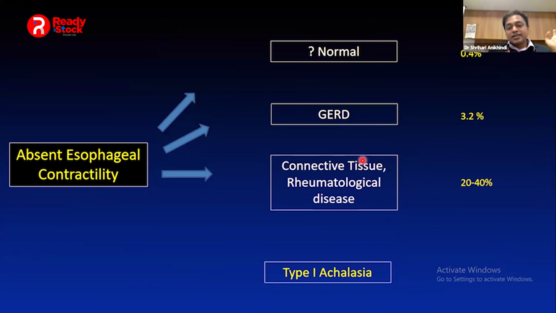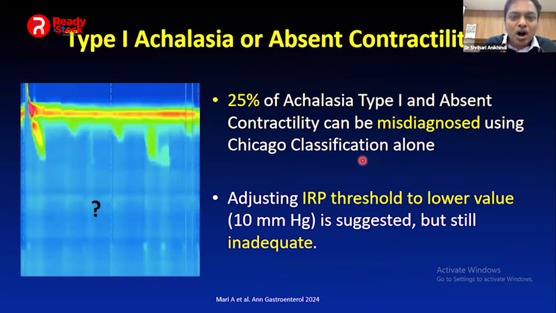The most important thing when you have absent esophageal contractility is whether you are dealing with a patient with type 1 achalasia cardia, right? In type 1 achalasia cardia also you will have complete absence of peristalsis, and you will have a subset of patients with type 1 achalasia cardia who have a very low IRP also. So how do you differentiate whether this is type 1 achalasia cardia or absent contractility? Around 25% of type 1 achalasia cardia and absent contractility can be misdiagnosed using our conventional Chicago classification.